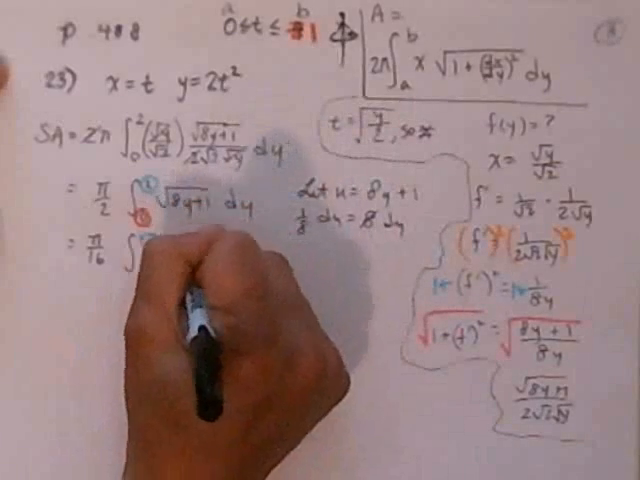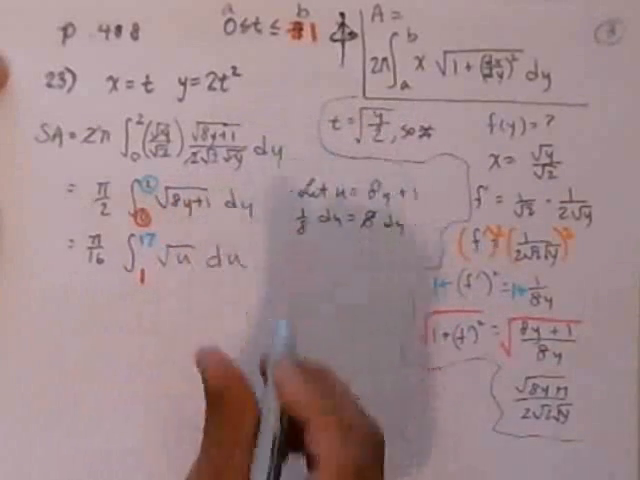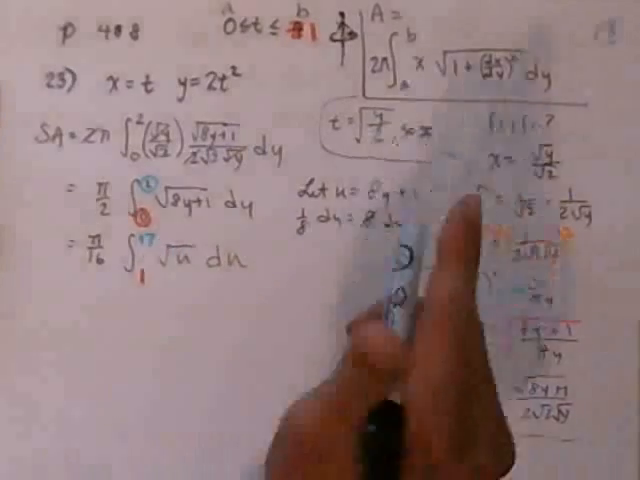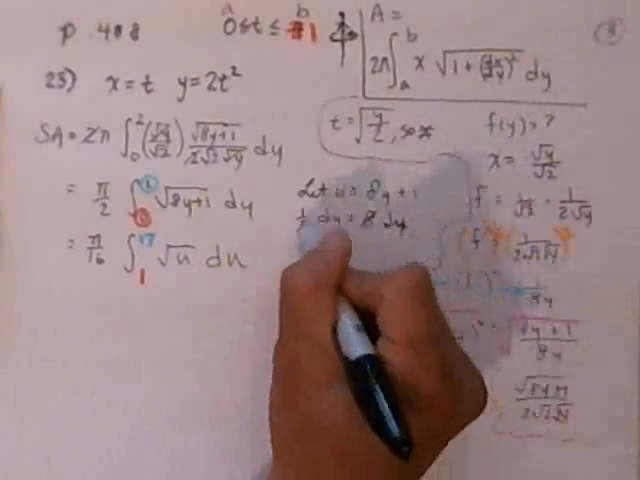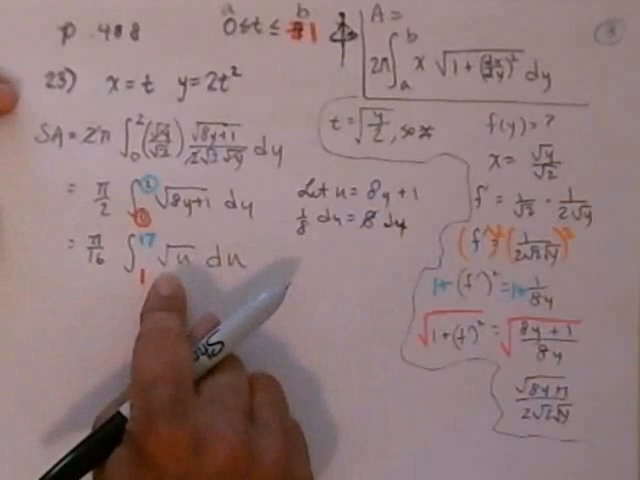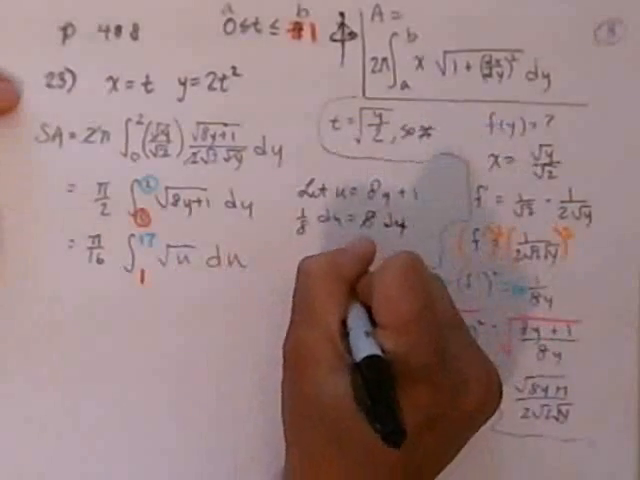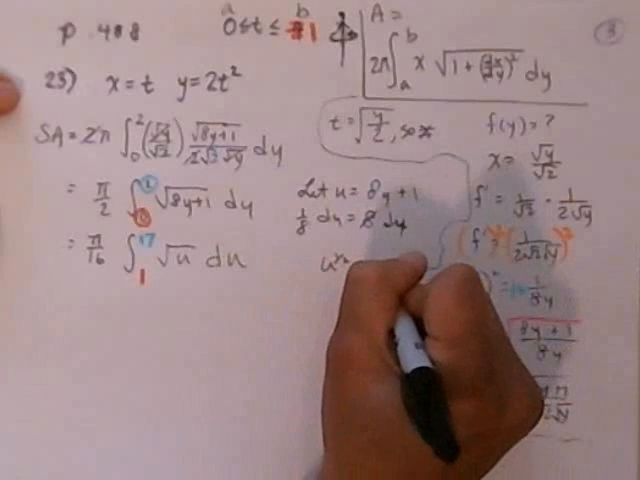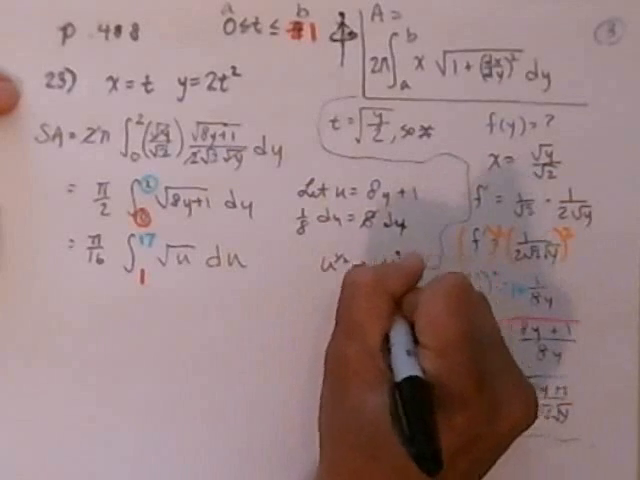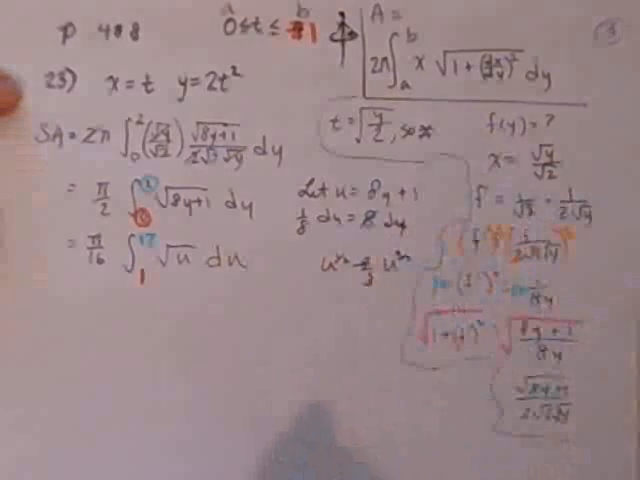This becomes square root of u du. That was our u, and then du is equal to 1/8 dy, and then factor it out. So what do you do from here? That's going to be u to the 1/2. Integration of that is going to be u to the 3/2 and times 2/3.